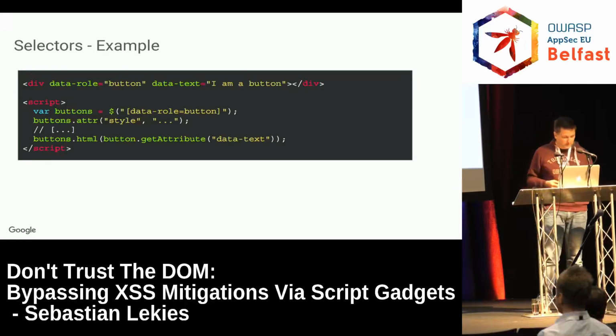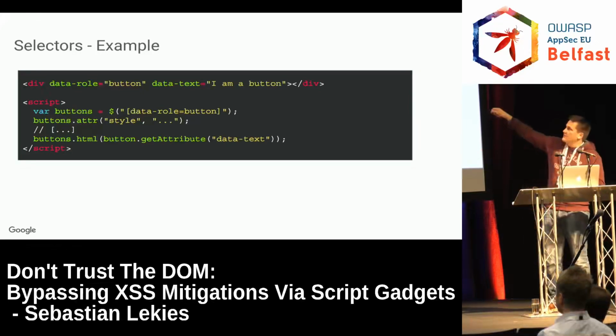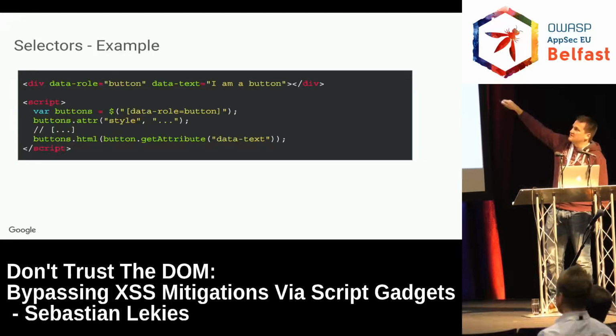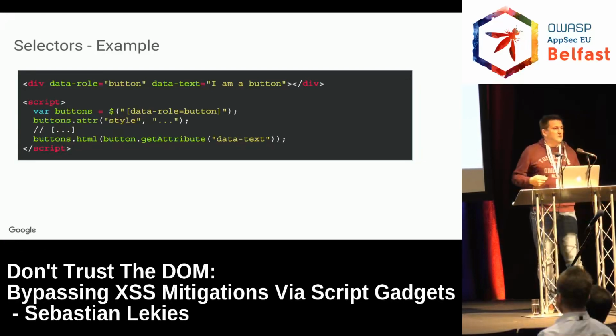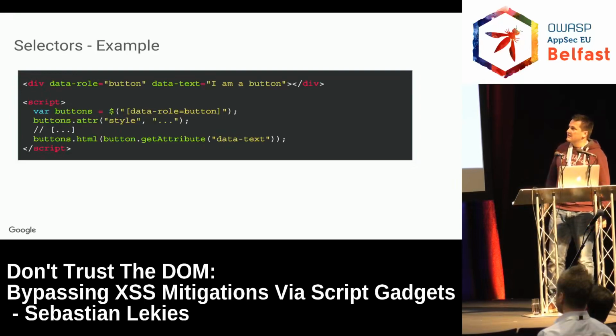So how would you go about implementing this? In this case, we just use jQuery, right? And we use selectors over here. We say, hey, as a framework, give me all the things that have this data attribute set on the page, to turn them into a button. Then you have some magic that turns this into the button, adding styles and other functionality. And then in the end, you take this data-text attribute and you just render it as the text of the button.